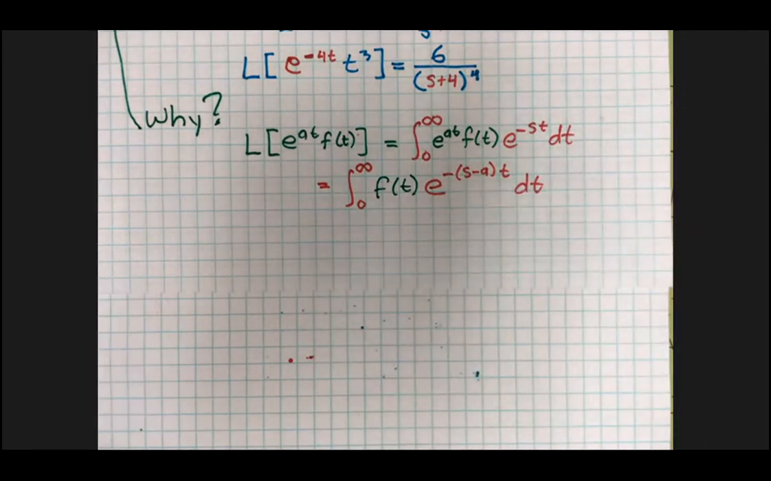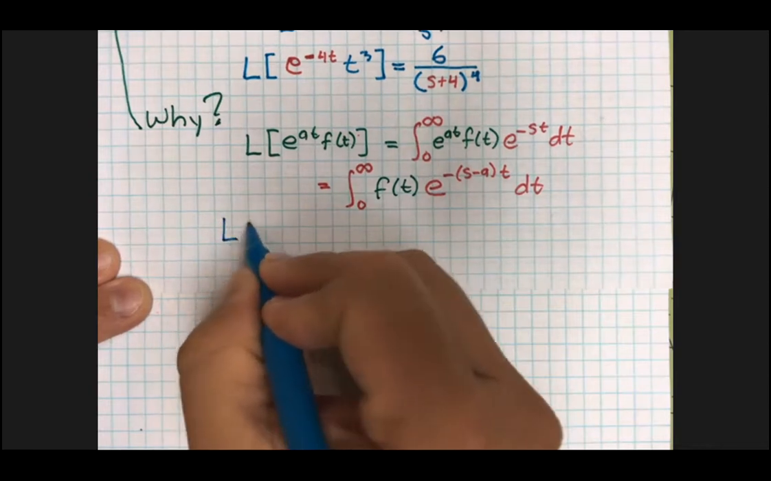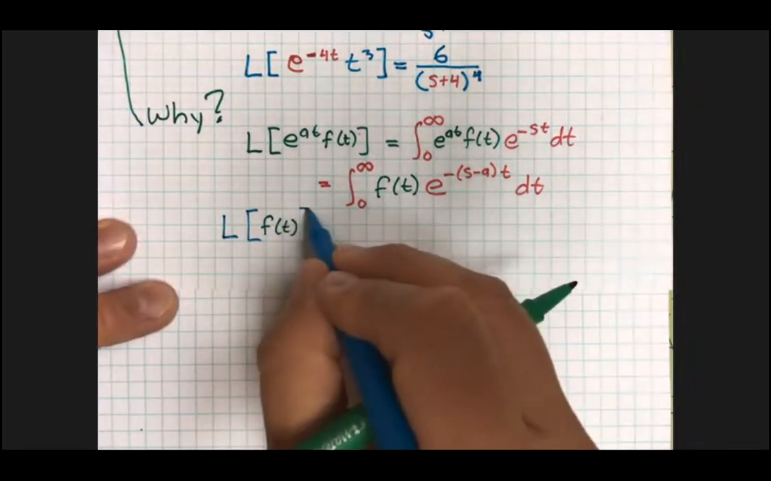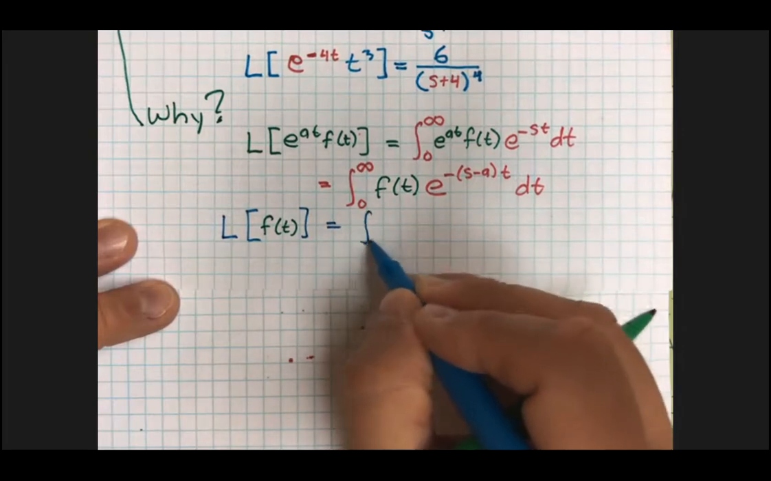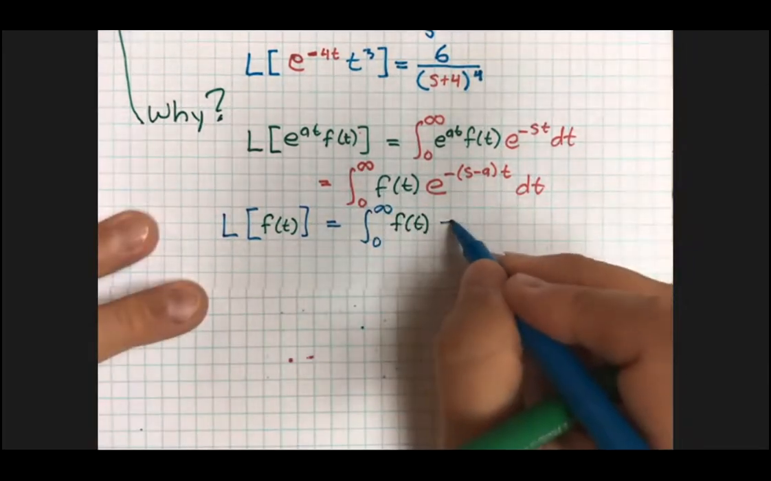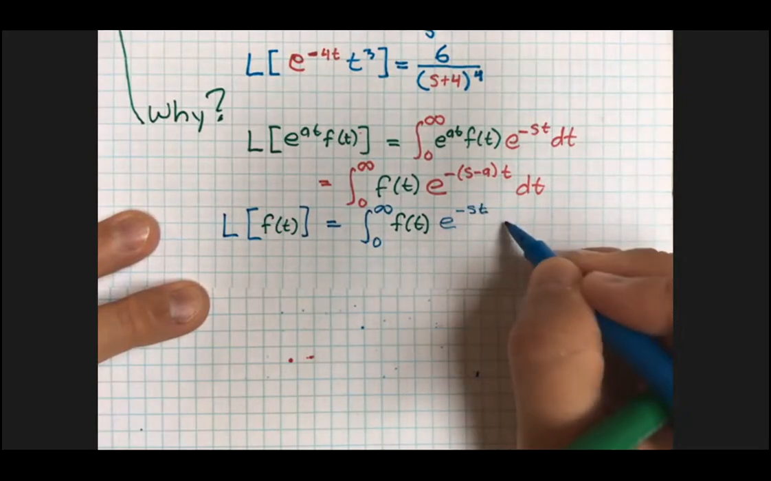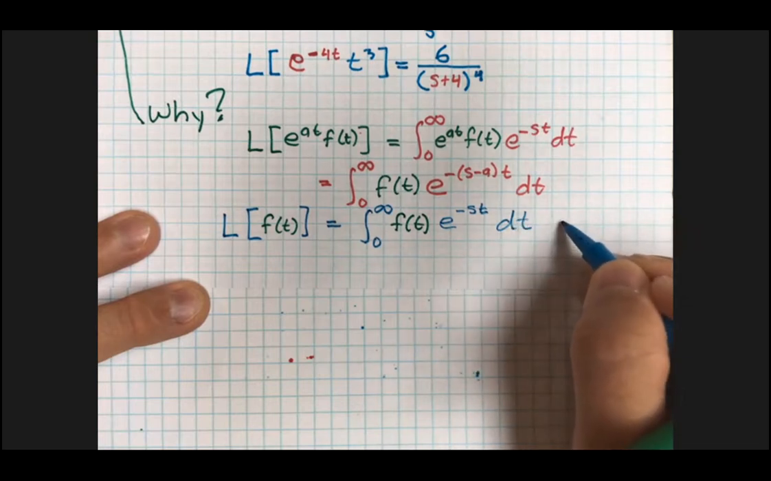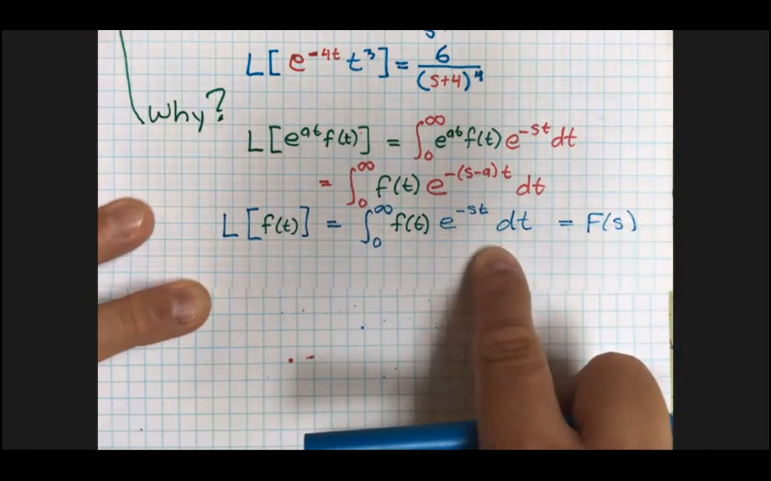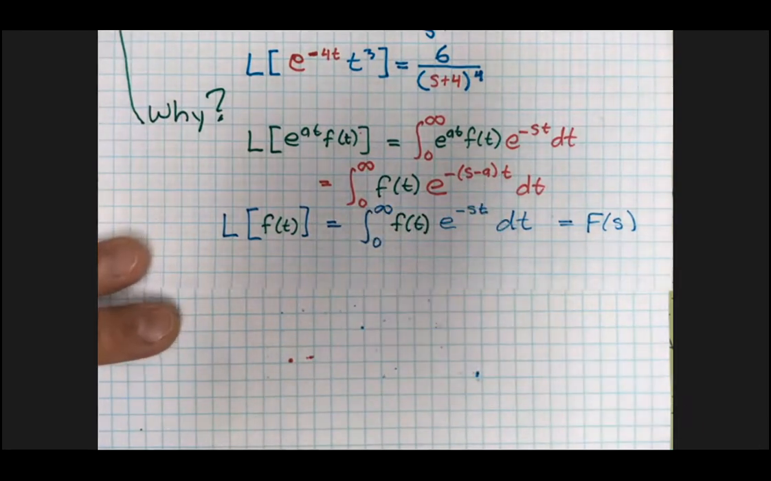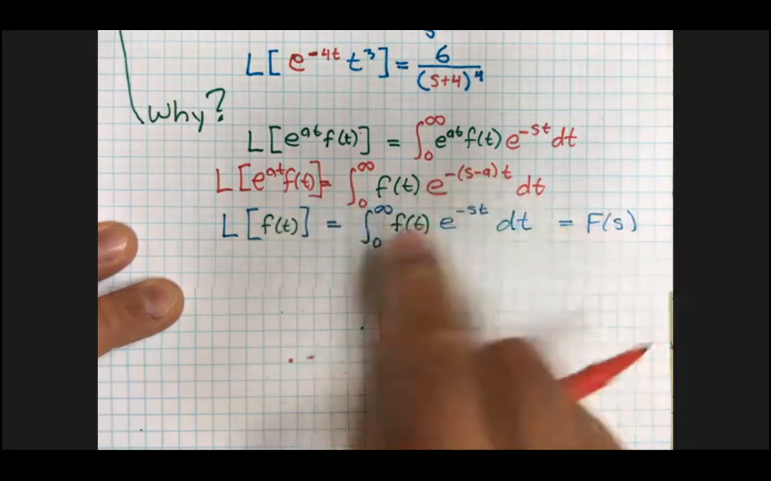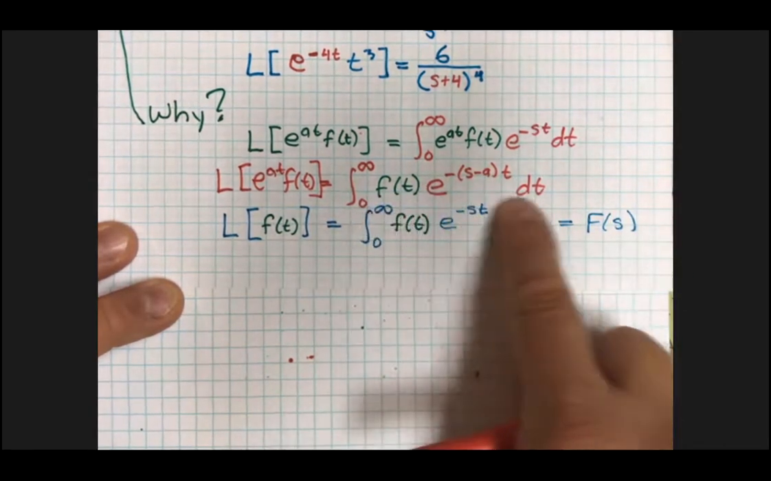Now let's compare that to this, the Laplace transform of f of t. The Laplace transform of f(t) is naturally the integral from 0 to infinity of f of t times e to the minus st dt. Remember, that is what I called F of s. That is the raw definition. But look at our red thing above. Compare the red thing to the raw definition.